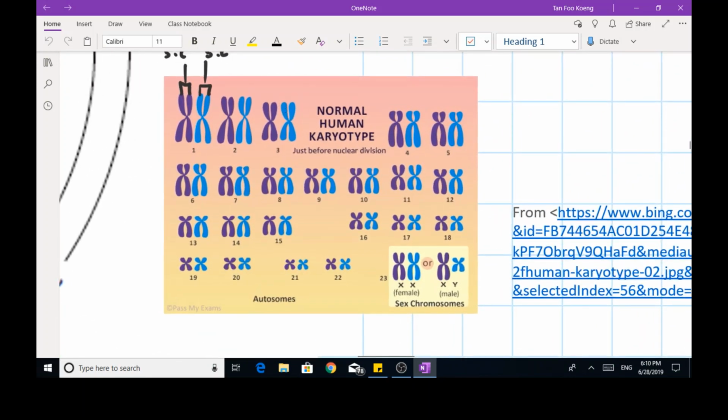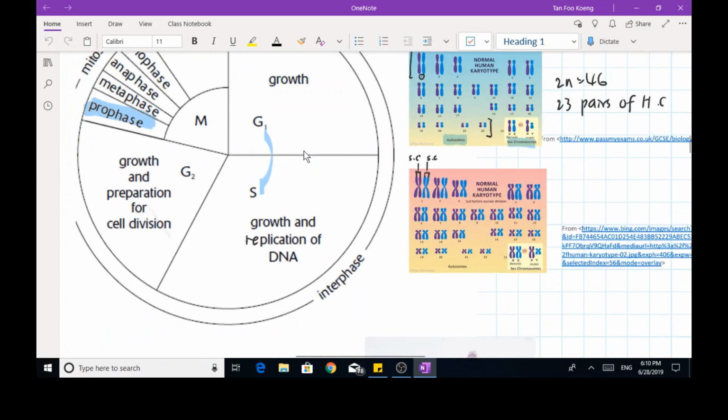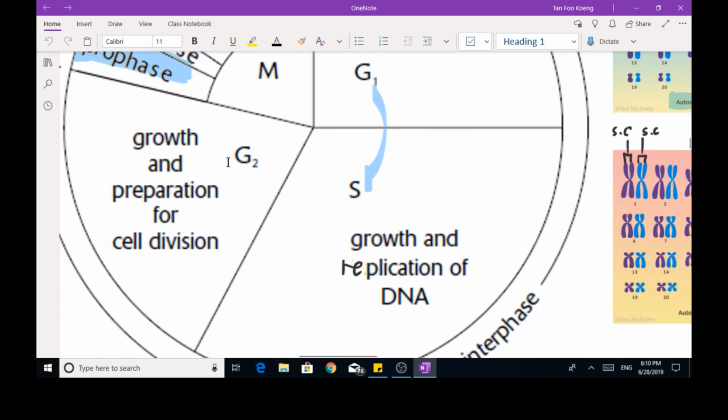Okay, so we have 44 chromosomes and XX, or 44 chromosomes and XY. Alright, next is G2 phase. This is when the cell continues to grow and prepares itself for cell division. How? By accumulating more ATP. Remember, right now we have 2n equals 46, but we have duplicated the number of chromosomes.